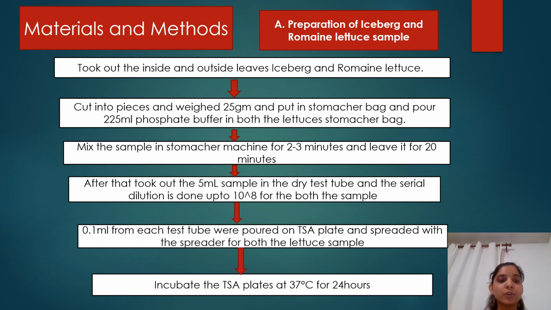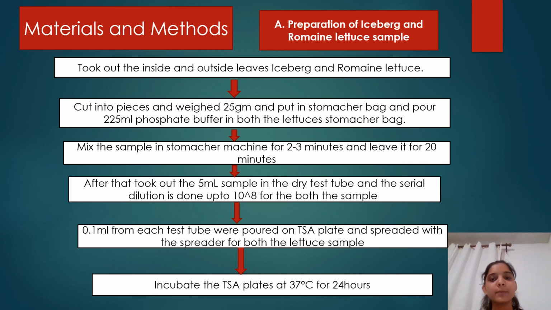So now I'm going to talk about materials and methods. Materials are romaine lettuce, iceberg lettuce, pipettes, bulb, beaker, hot plates, knife, phosphate buffer, TSA, MSA, and EMB plates. For the preparation of TSA we required TSA media, for EMB the EMB media is required, and for the MSA, the mannitol salt agar is required, and also the stirrer.